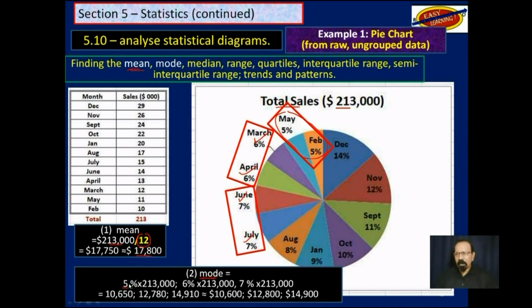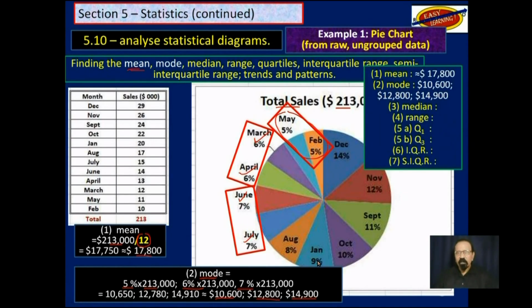5%, we will multiply it by 213,000. 6%, we follow the same steps. And so we get the modes as being 10,600, 12,800, and 14,900. So we can list those two here, mean and mode.